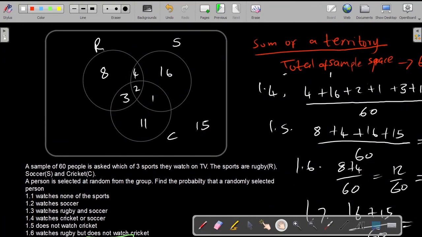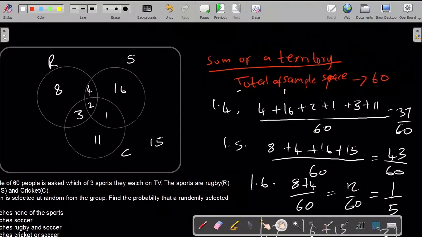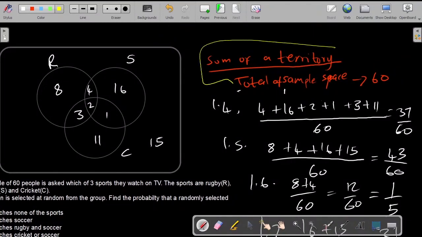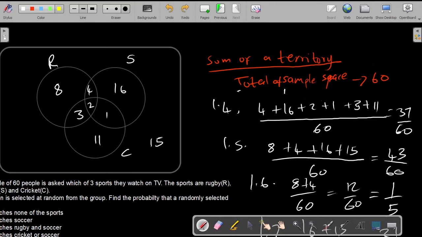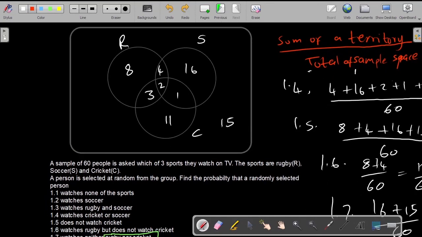So if you're given a Venn diagram and you're asked to find probabilities, you'd always have to sum a certain territory and then divide it by the sum or the total of the sample space. And if you try to add all of these values in here and they don't seem to add up to your sum of the sample space, then that probably means that you have a value which is missing. If you add all of these numbers in here, then you should get 60.